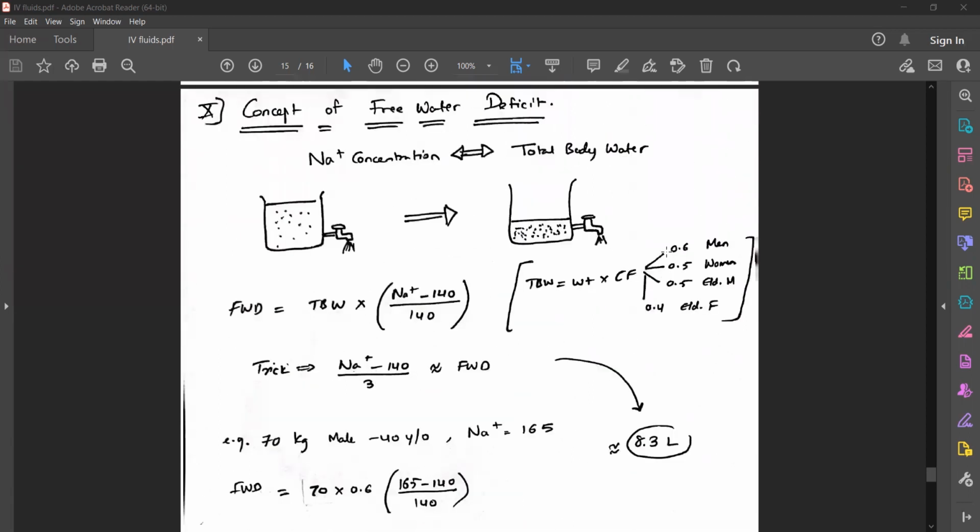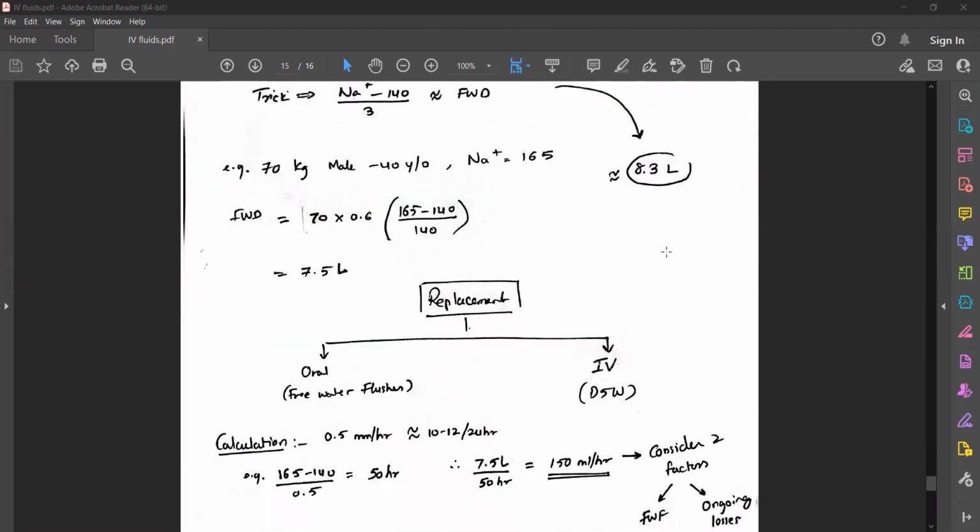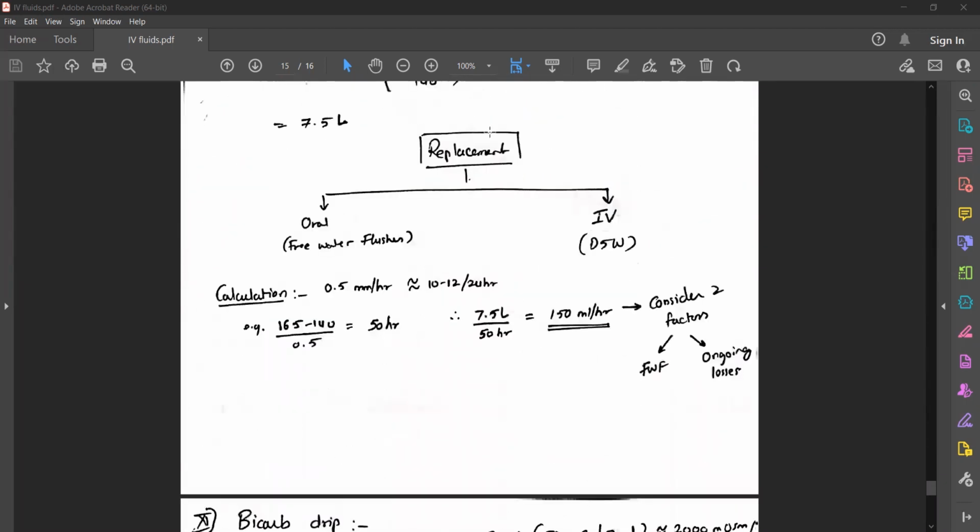So you calculated what someone's free water deficit is in the ICU, and now let's say you want to replace it. How would you replace it? There are two ways of doing that. Either you could do it orally or intravenously. Now, in the ICU, you must have heard your intensivist talking about giving the patient free water flushes. These free water flushes help you prevent this from happening.